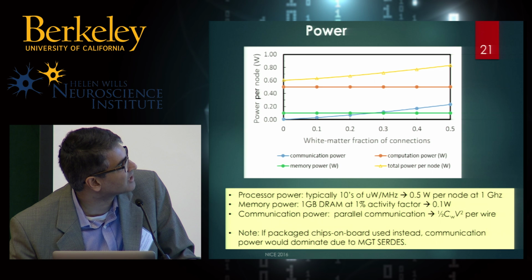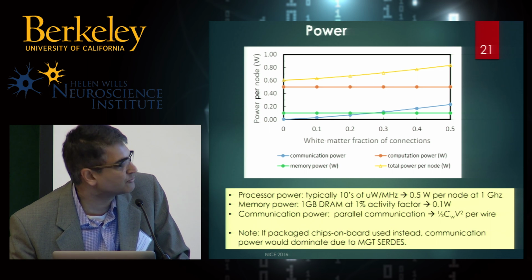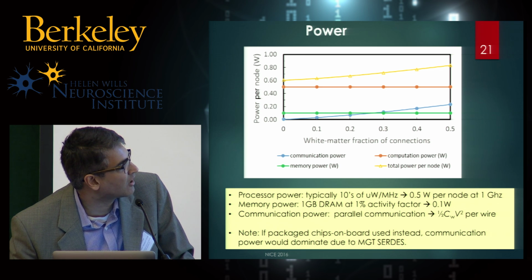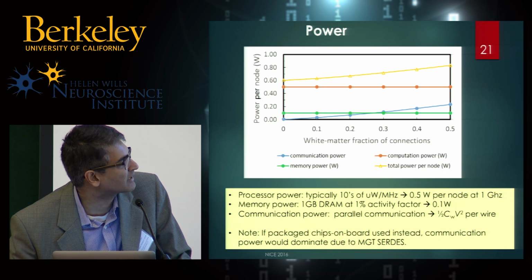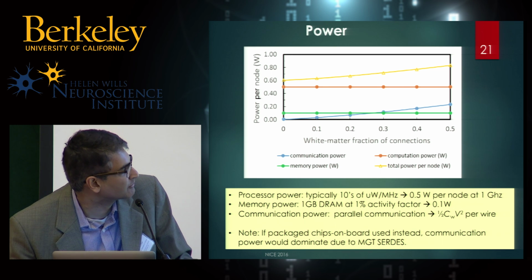For the computation power, we used some numbers I got from ARM-type cores, which are in the range of a few tens of microwatts per megahertz, which adds up to about half a watt per node at 1 gigahertz. For the memory power, using some standard data sheets for 1 gigabyte of DRAM, 1% activity factor, this is roughly in the range of 100 milliwatts.